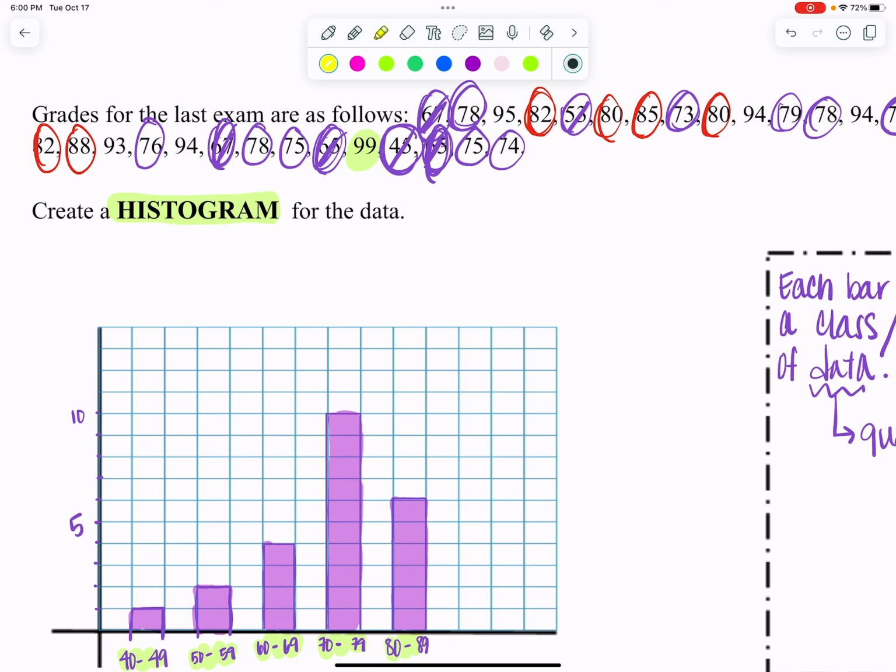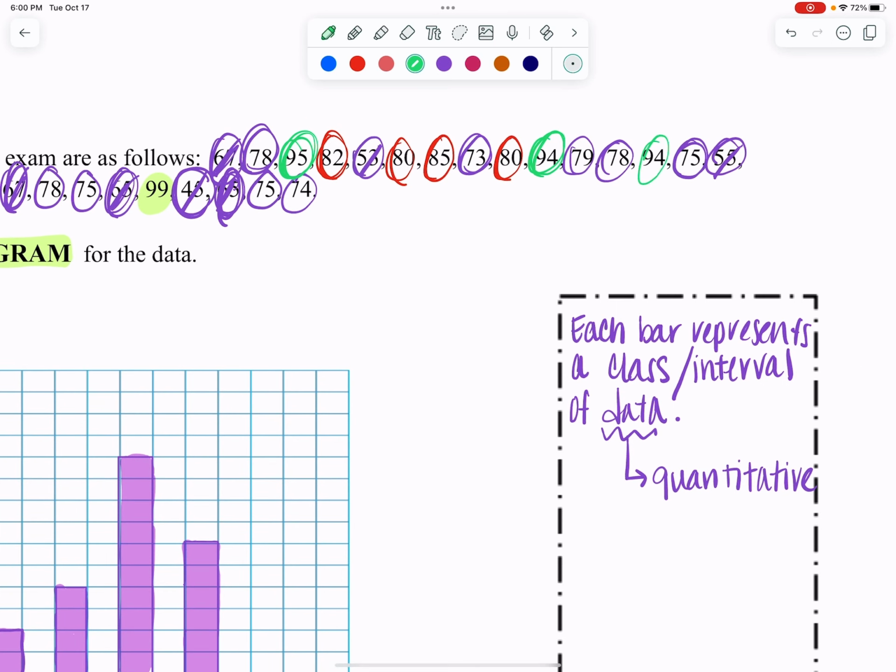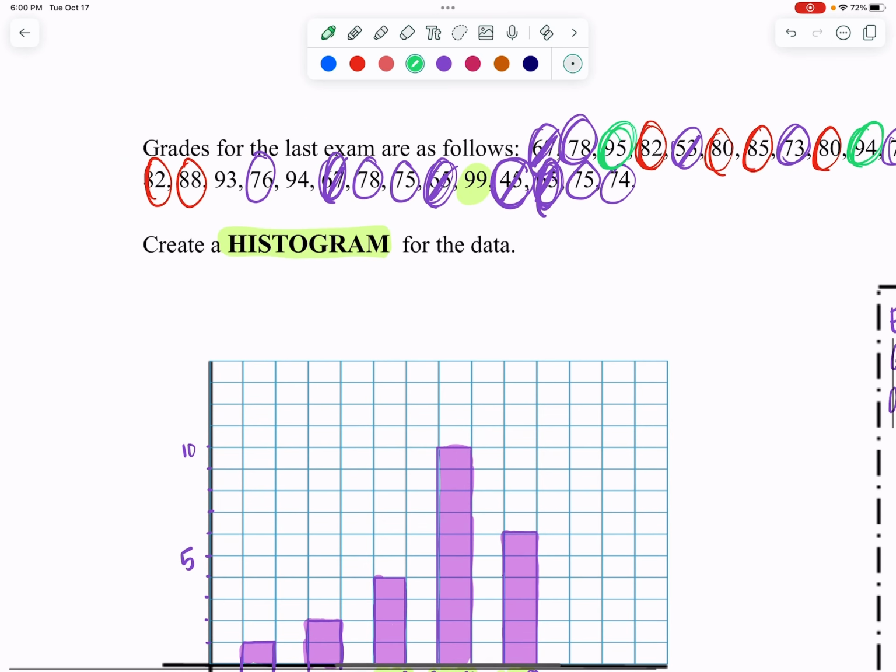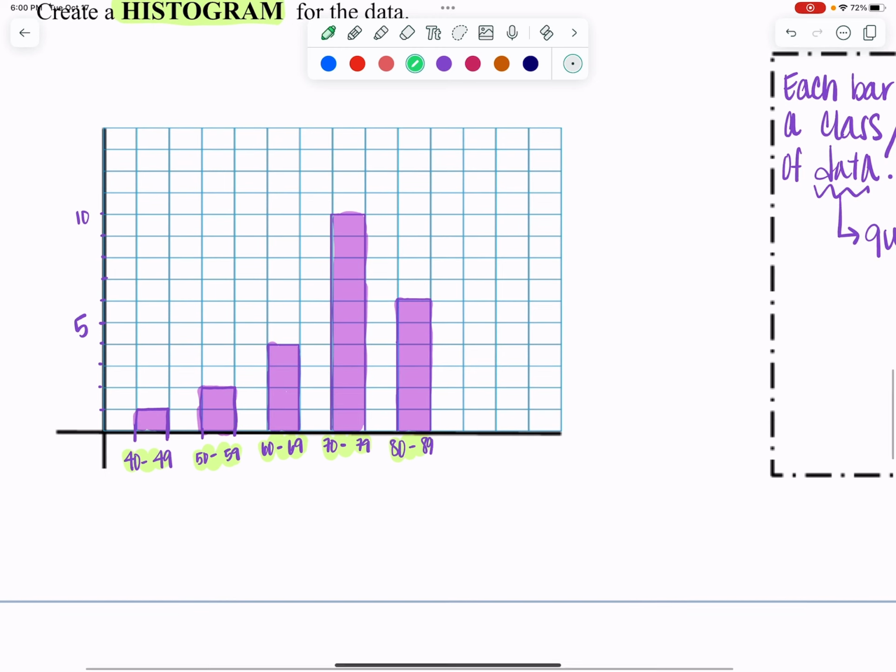Let's see, now we have to do the 90s. So there's a 95, that's 1. 94 makes 2. Another 94 makes 3. 99 is 4. 94 makes 5. And 93 makes 6 again. And I color it in.